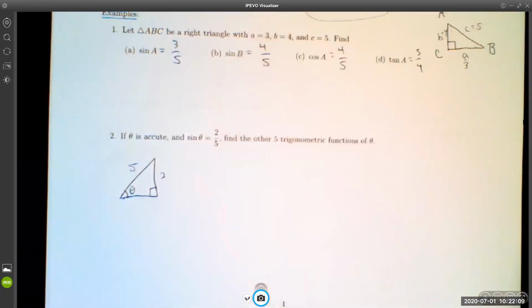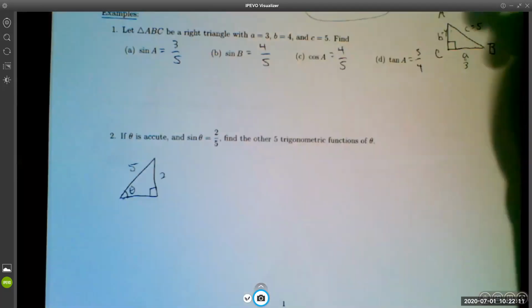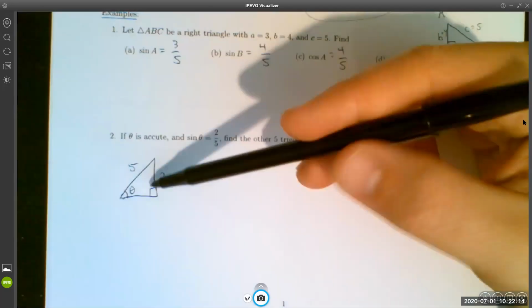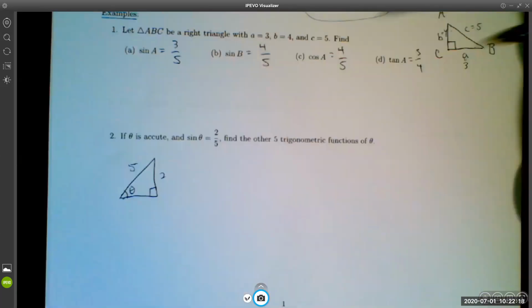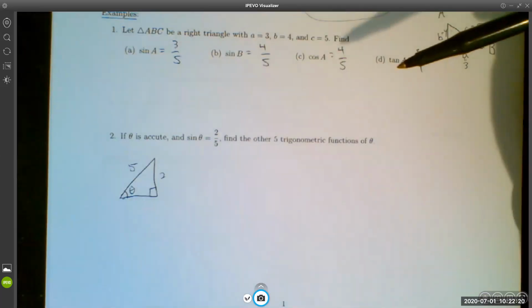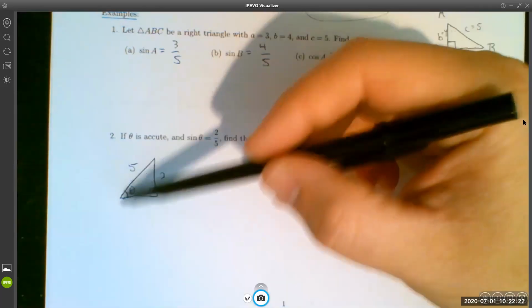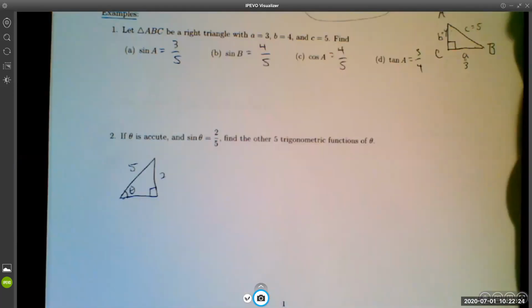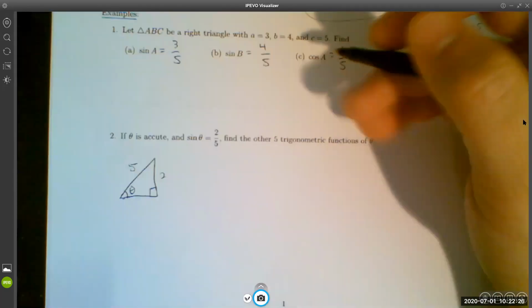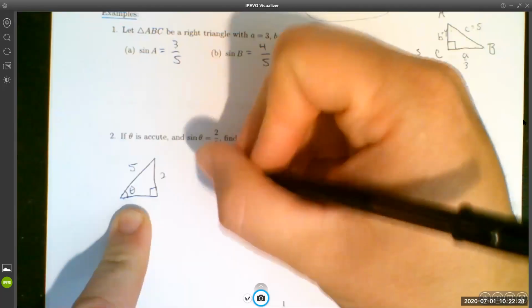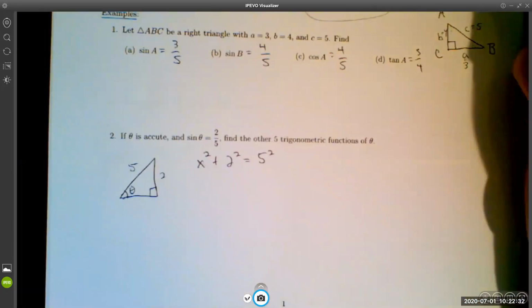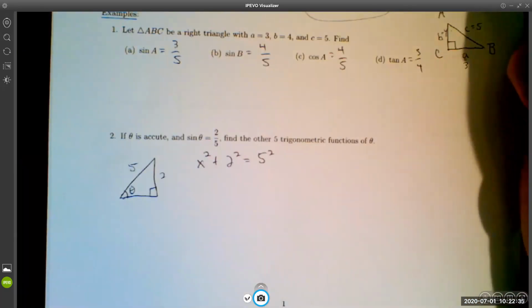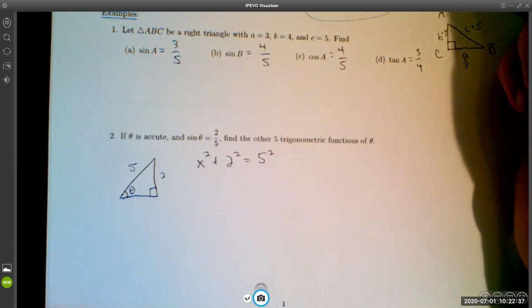Now we're supposed to find the other 5 trig functions. We could definitely get cosecant right off the bat, right? Cosecant's just 5/2, the reciprocal of sine. But to get the other 4, we would need to solve for this remaining side, which we can do using the Pythagorean Theorem. It's not a big deal. We can say x squared plus y squared equals r squared, or a squared plus b squared equals c squared, however you want to think about it.